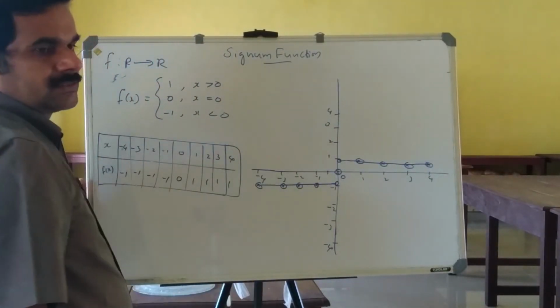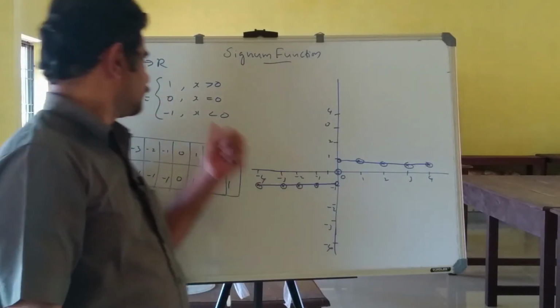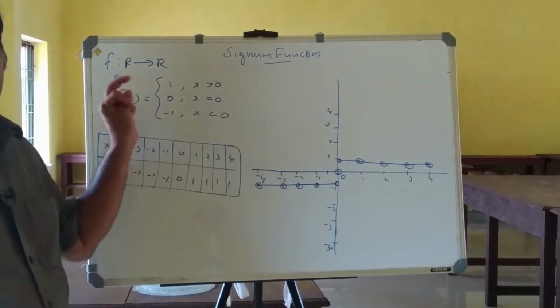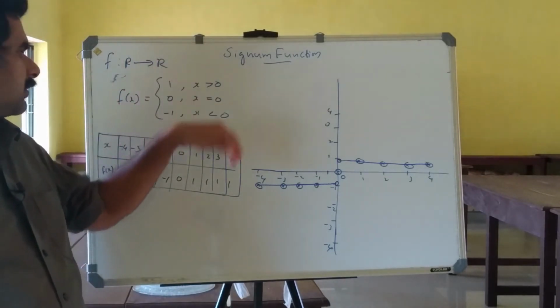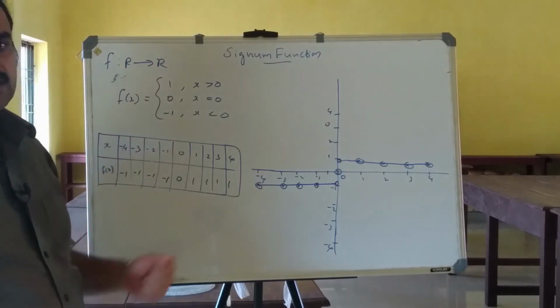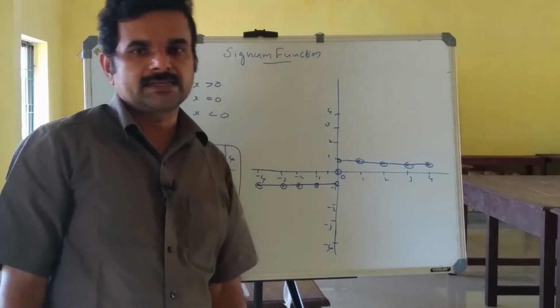Signum function. So what is the speciality of signum function? This one, f of x equal to 1 for all x greater than 0, f of x equal to 0 for x equal to 0, f of x equal to minus 1 for x less than 0. That is all about the graph of signum function.